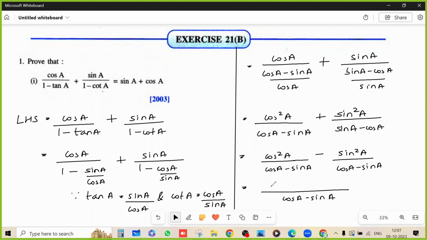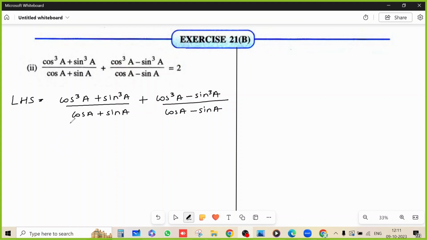Cos square A minus sin square A is of the form A square minus B square. So, we will apply the formula. This will give us cos A plus sin A into cos A minus sin A. This is by the formula, since A square minus B square is equal to A plus B into A minus B. Now, cos A minus sin A, cos A minus sin A will get cancelled out and we are left with cos A plus sin A, which is sin A plus cos A and which is equal to the RHS, and hence we have proved that the left hand side is equal to the right hand side.